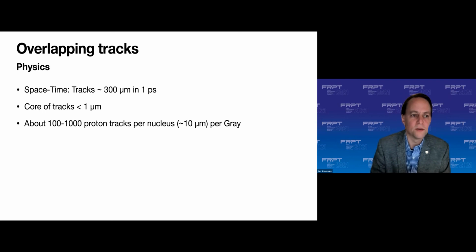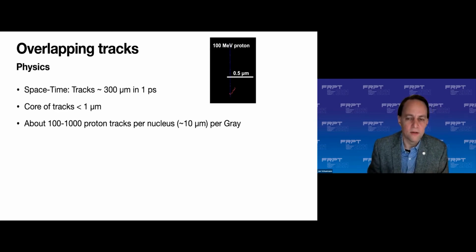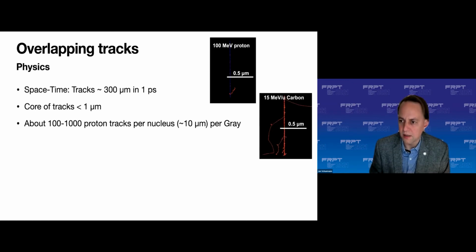So let's look a little bit more at this. Basically, we have the physics part is very short. So in 1 picosecond, you would traverse many cells with a single track. The track cores are typically in the order of a microsecond. And if you look at a single proton track here, you would have a few hundred, probably, proton tracks per nucleus, per gray, that traverse your nucleus. So you have a couple of these tracks in a maybe 10 micrometer nucleus roughly, and you can then see how likely it is to overlap these.